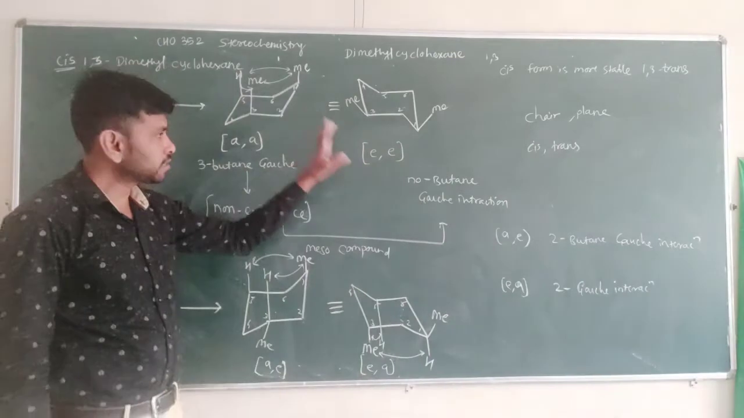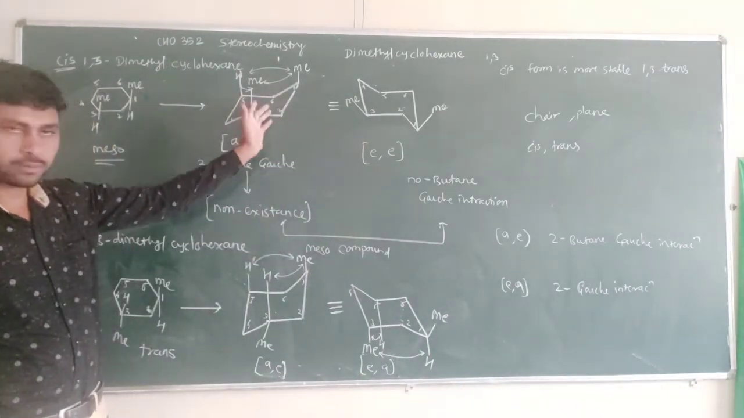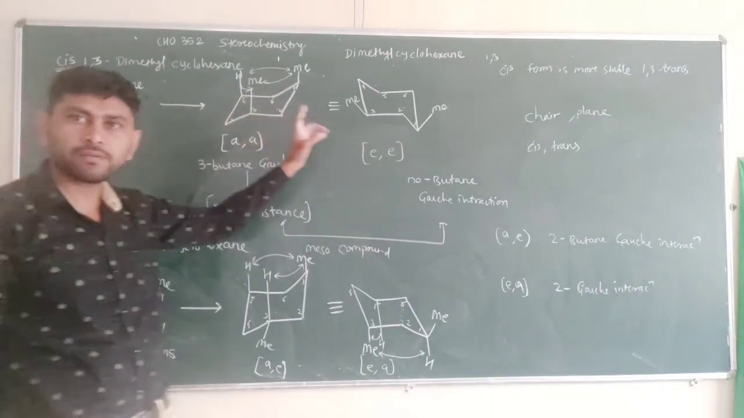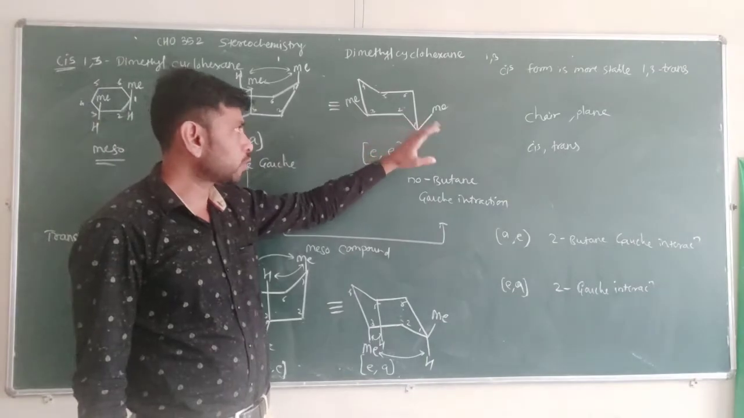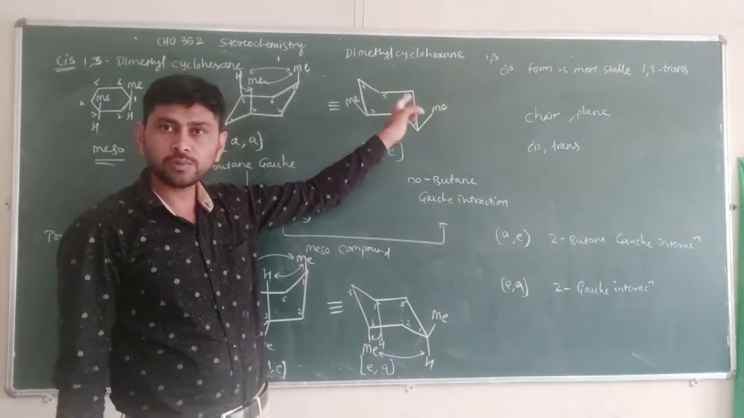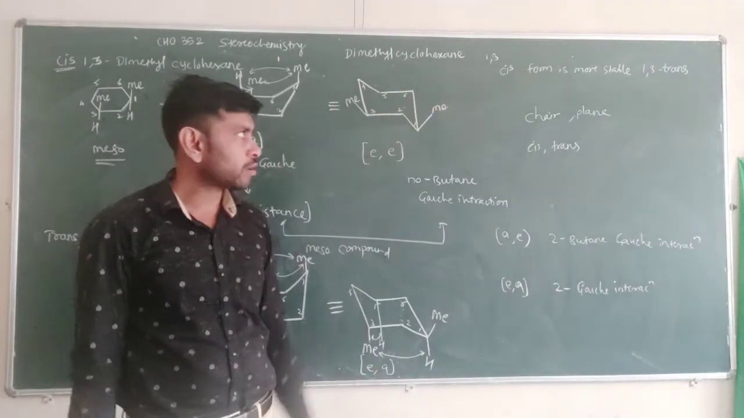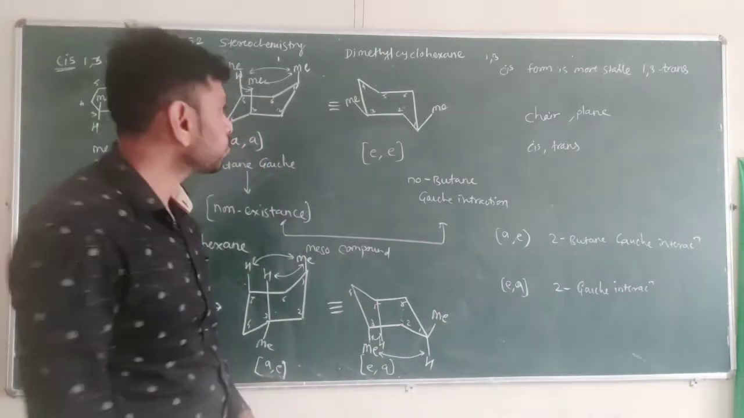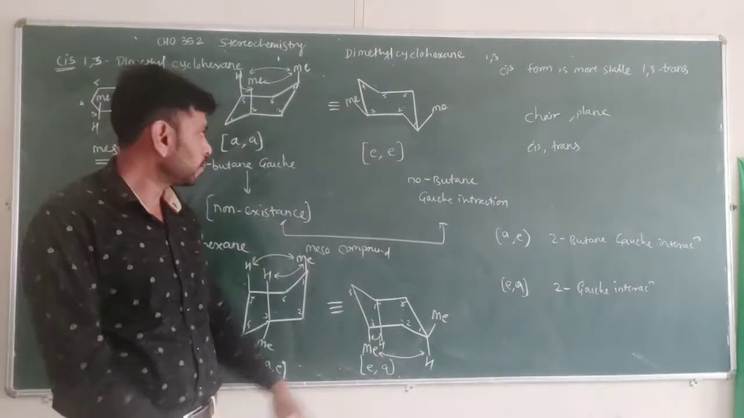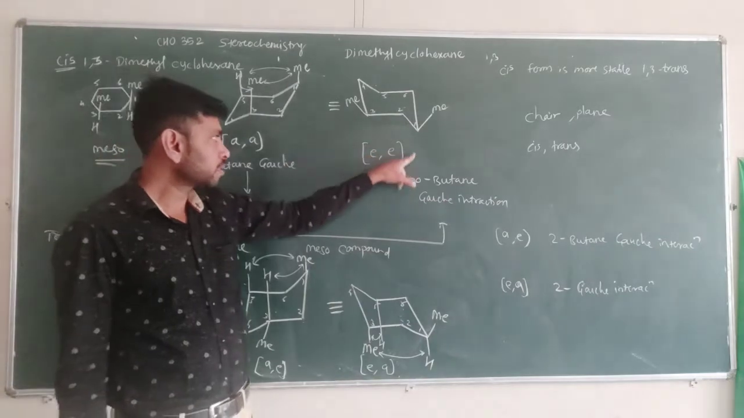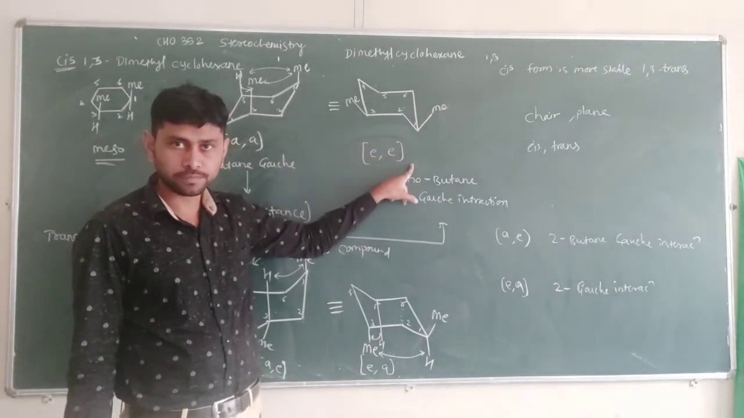So the stability is in favor of the cis isomer. So the cis 1,3 form is more stable than the trans 1,3 form. The reason for that is because the cis form is available in the diequatorial form.